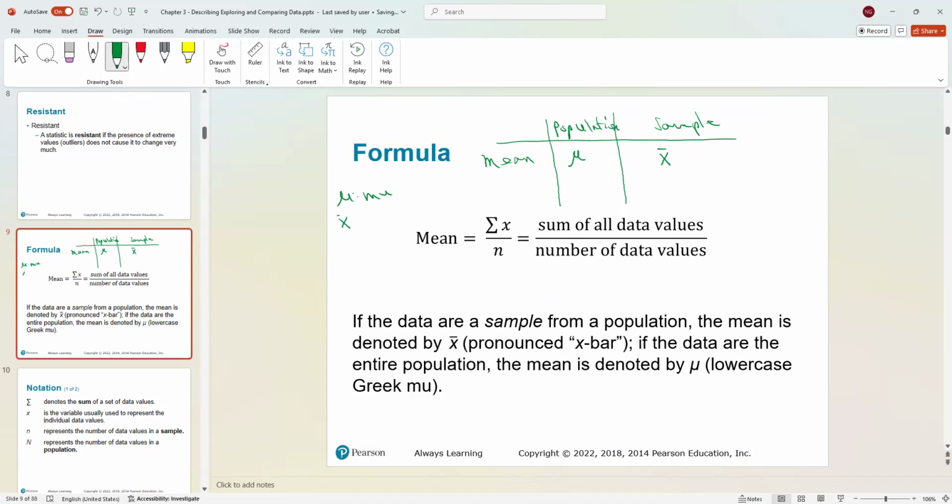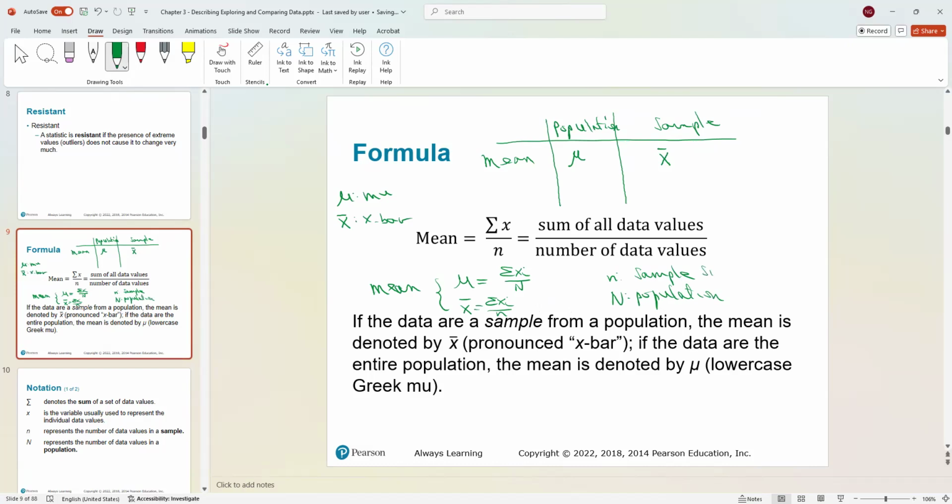X bar for sample. So that's how we're going to call the mean. As you can see, the mean can be either mu, which is the sum of all xi over capital N, or x bar equals the sum of all xi over small n. And remember, small n is the sample size, and capital N is the number of members of the population.